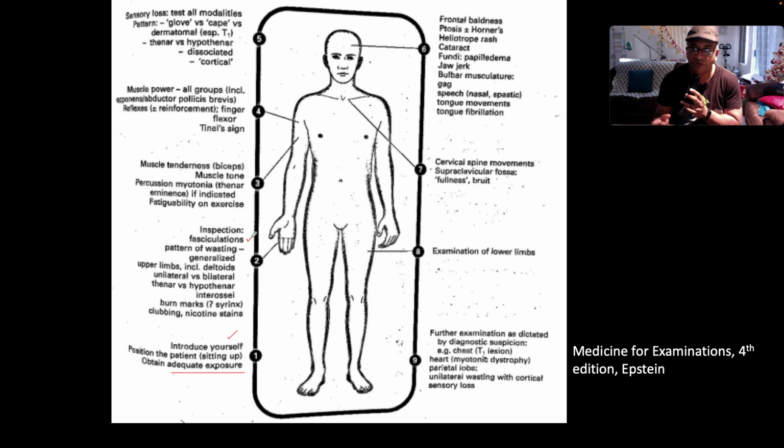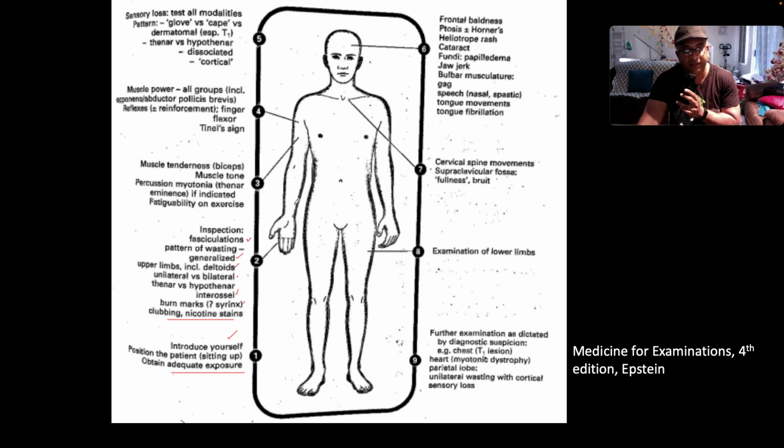So you have fasciculation, increased tone with diminished power. Pattern of wasting: is it generalized wasting, or is it just the upper limbs, including the deltoids? Then compare the symmetry. Is it unilateral versus bilateral, thenar versus hypothenar, interossei? Any burn marks may indicate the possibility of a syrinx sitting in the cervical cord. Clubbing and nicotine staining speak strongly to what may be a lung cancer infiltrating the brachial plexus.